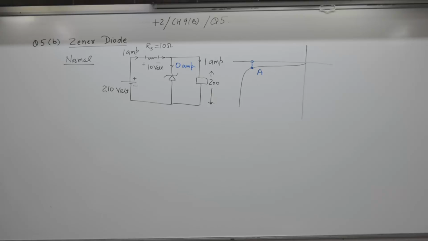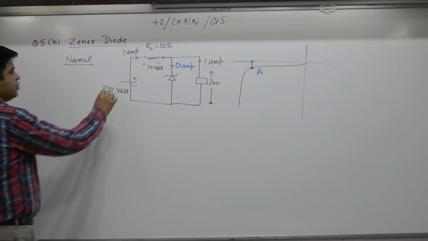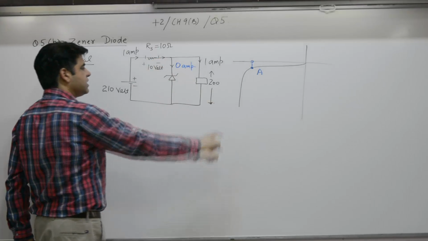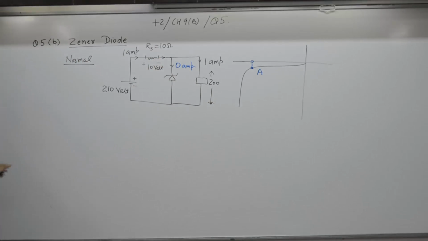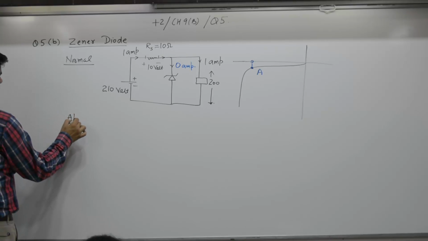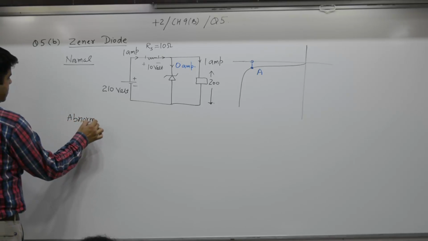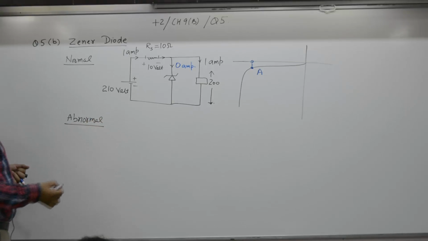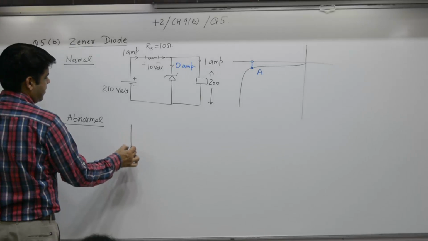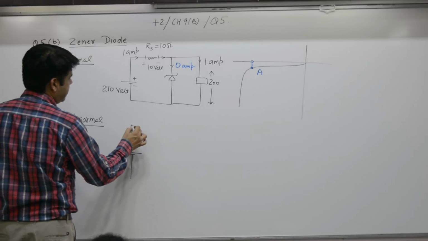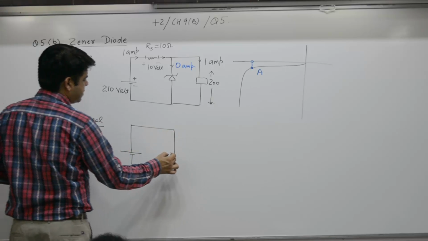So under normal conditions, whether the voltage is 200 or 210, on its way there is a 10 volt drop and TV gets a 200 volt. Now let us work out the abnormal conditions. Abnormal conditions is when you get high voltage, voltage more than specified. How much? We have to get some idea.